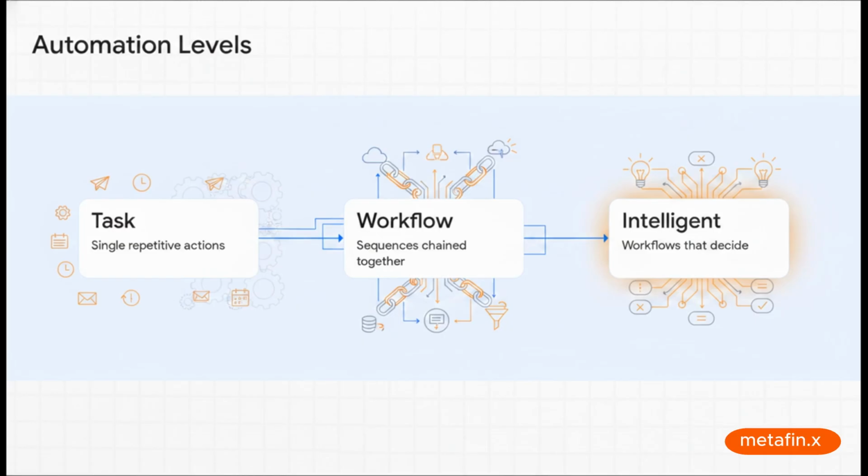Step 2 is workflow automation. Now we're talking about entire sequences chained together, where totally different tools are actually talking to each other. And then step 3, the absolute pinnacle, is intelligent automation. These workflows don't just execute a task. They actually make judgment calls based on the rules you set up.